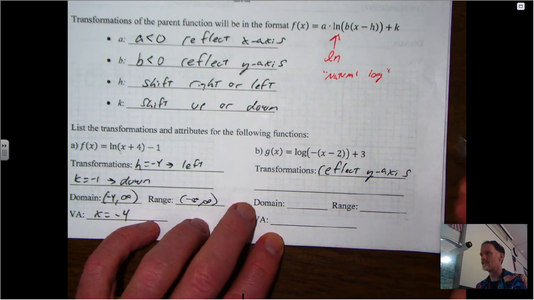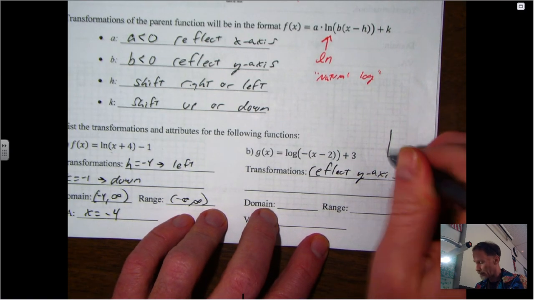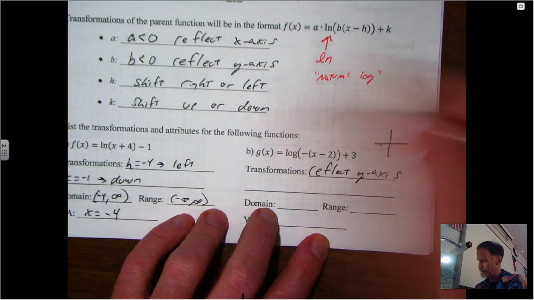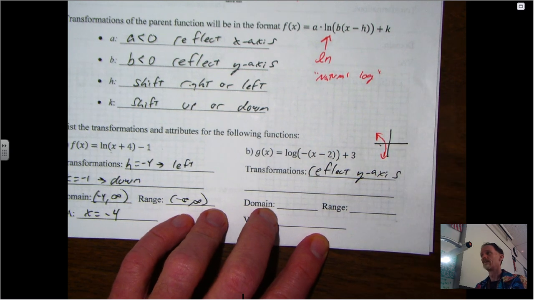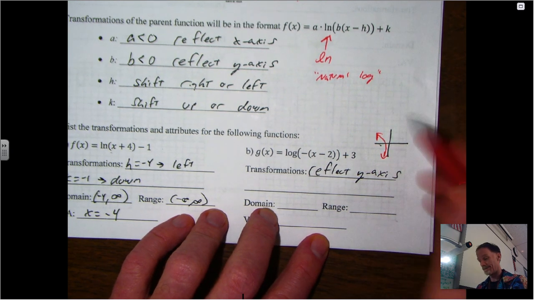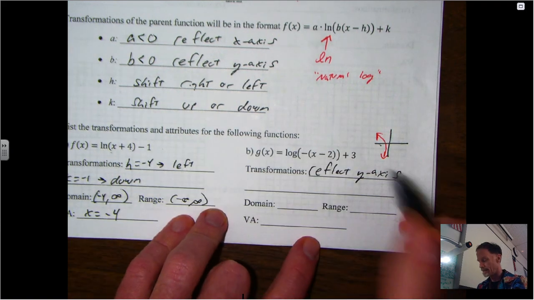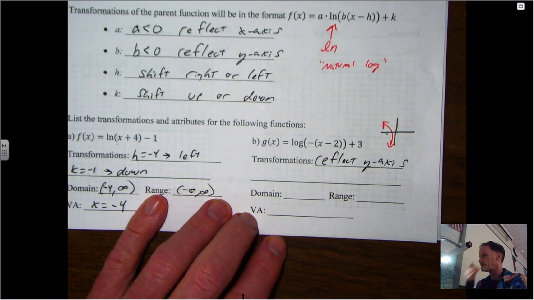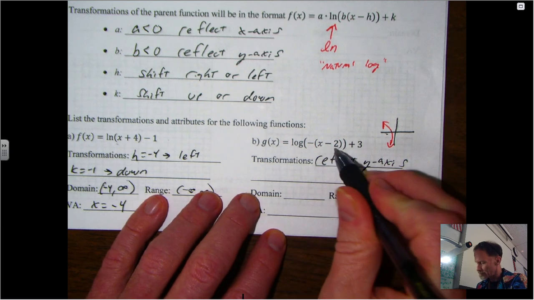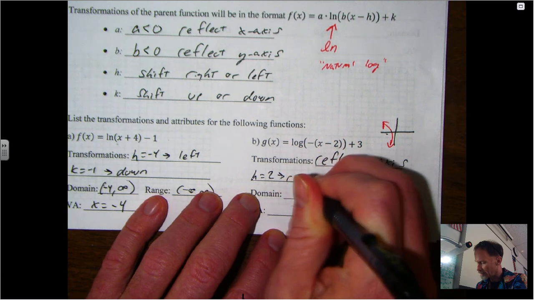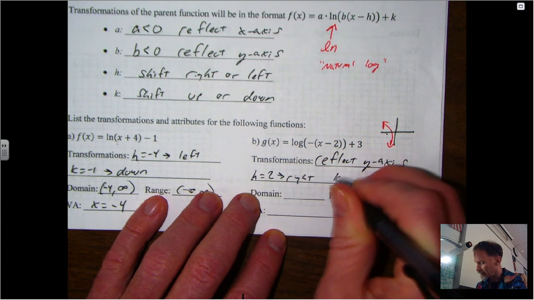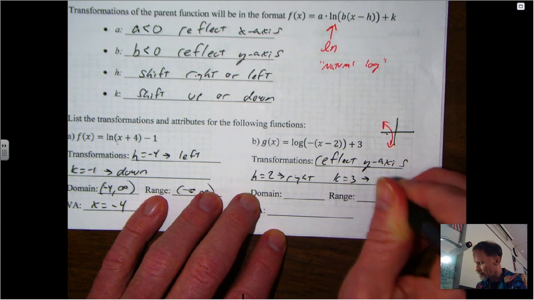And if you think about what that means just shape-wise real quick, so parent function, we know what that looks like now. If it's going backwards across the y-axis, that means in general, it's going to look kind of like this, right? So think about that for a second when we get down to what the domain of this function is. So the other transformation, though, it's also going right, h is +2, so it's going right, and k is +3, which is going up. Okay?